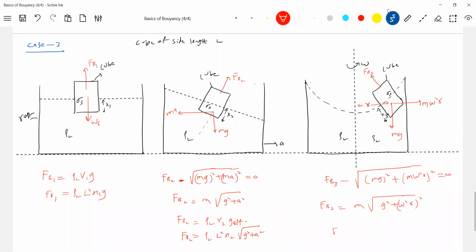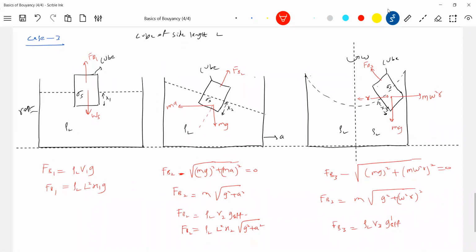Now what is the basic definition of buoyant force? Equal to rho L, volume immersed, into g effective dash. It's some other effective g, no? So g effective dash I will write. So this will be rho L V3. What is g effective? Root of g square plus omega square R whole square. What is the volume immersed here? Rho L, L square X3.